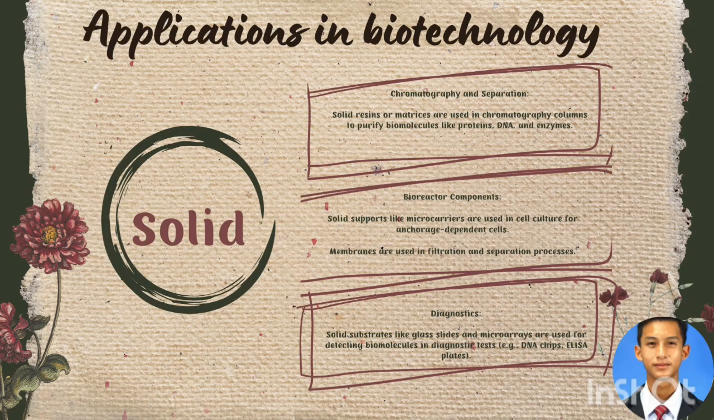So for applications in biotechnology, solids are used for chromatography and separation. Solid resin matrices are used in chromatography columns to purify biomolecules like protein, DNA, and enzymes. Bioreactor components: solid supports like microcarriers are used in cell culture for anchorage-dependent cells. Membranes are used in filtration and separation processes. Next is diagnostics: solid substances like glass slides and microarrays are used for detecting biomolecules in diagnostic tests. Examples are DNA chips and ELISA plates.